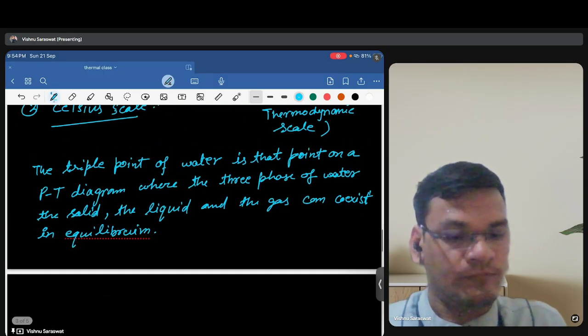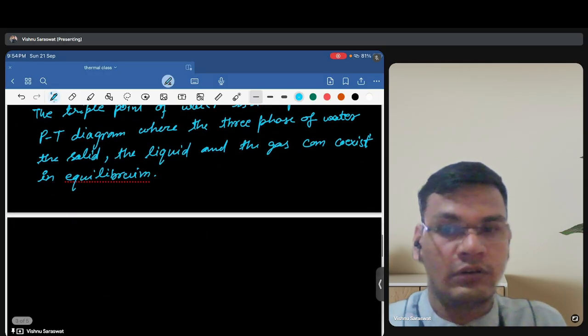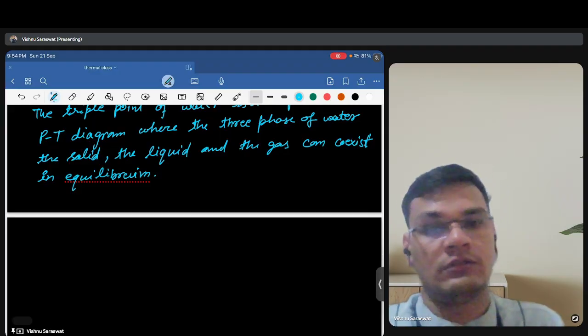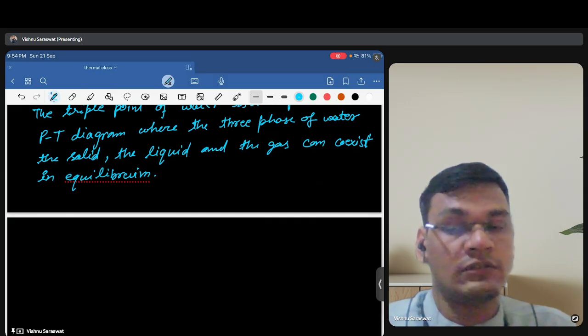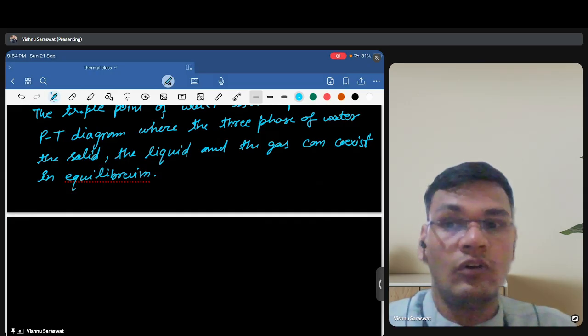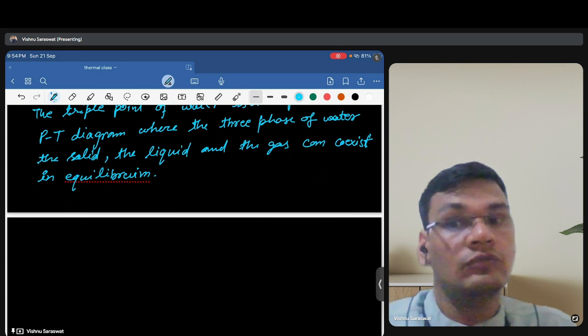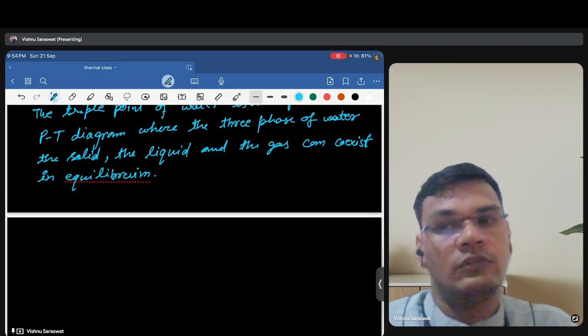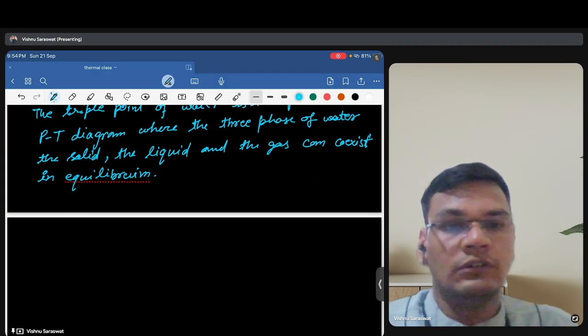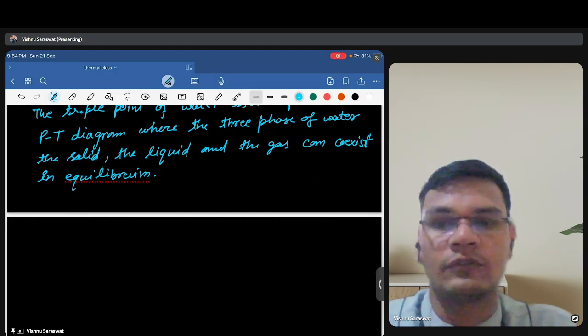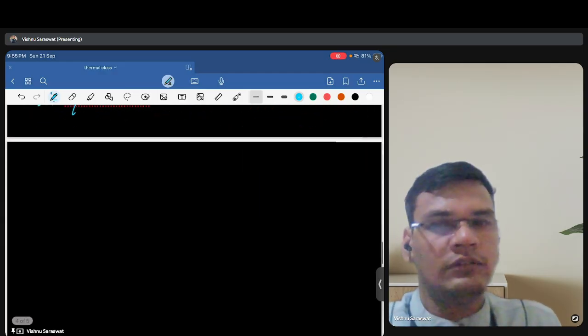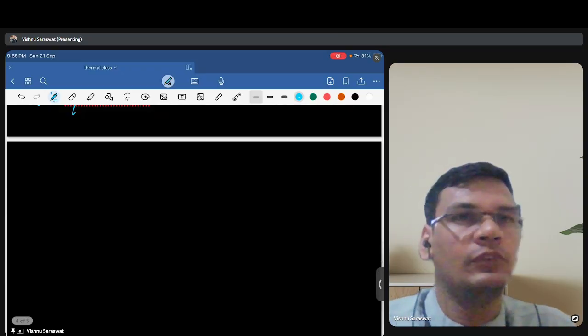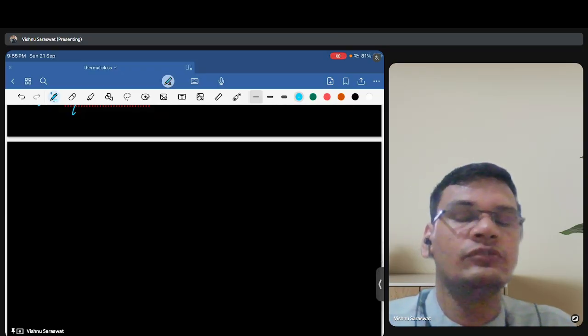Guys, keep attention on everything, because when we discuss the numerical section, you need to know all these basic points at that time. If you don't know these points, then you can't calculate the numerical in your exam. So keep attention.